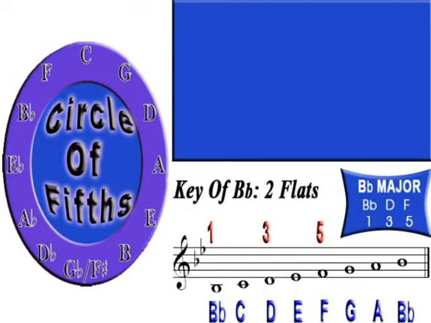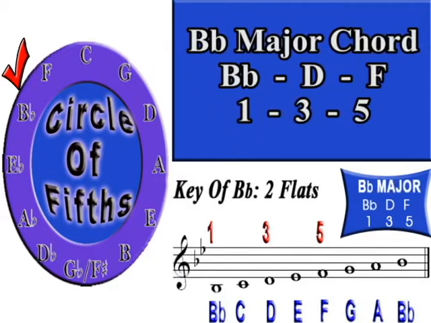At this point, we will transition to the key of B flat. It is necessary to review the theory regarding the key of B flat, the key with 2 flats. The spelling of a B flat chord is B flat, D, and F, the first, third, and fifth notes of the B flat major scale. The formula, of course, is 1, 3, and 5.